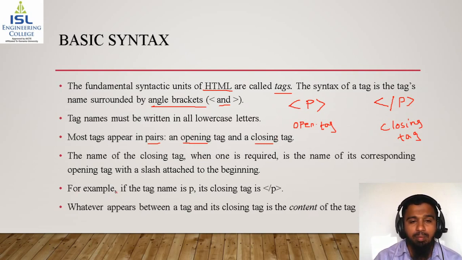Next, for example, the tag name is P, its closing tag is slash P. Whatever example I just told you, the same thing. This is the syntax, okay? Whatever appears between a tag and its closing tag is the content of the tag, meaning whatever you want to write between these two tags.